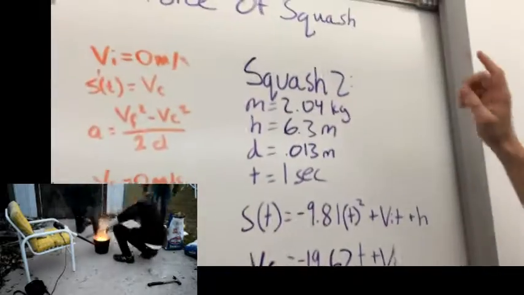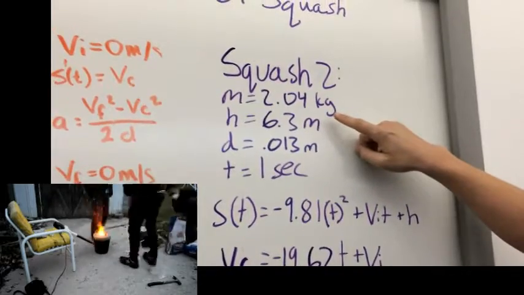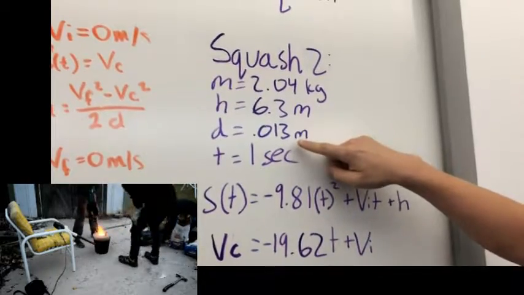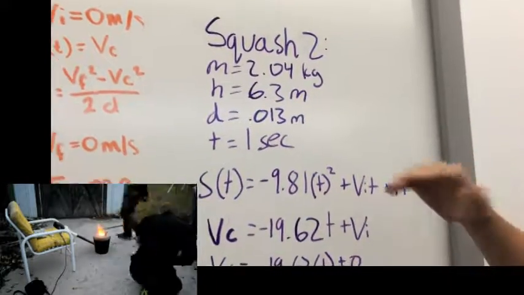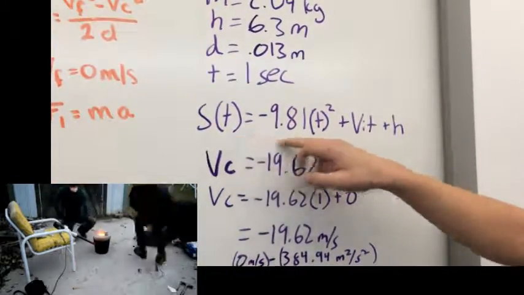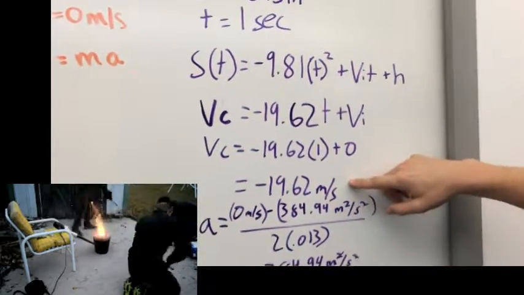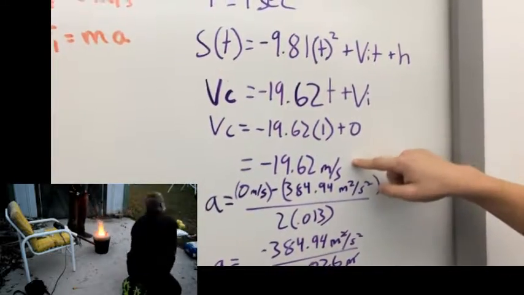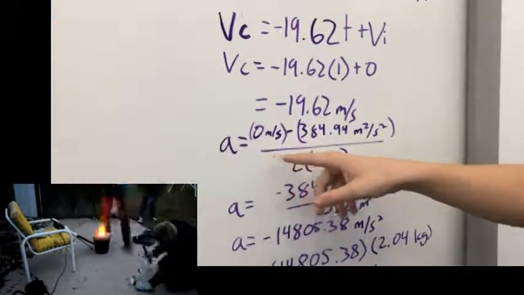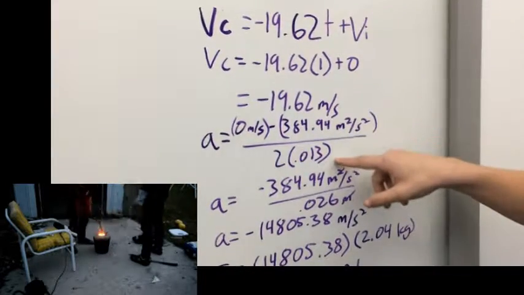Awesome. So now we have the second squash. The second squash was the one that we filled with aluminum. So it had a mass of 2.04 kilograms, and the height and the time were the same, but the impact distance, which is the distance it caved in, was 0.013 meters. So, like the first squash, we have the position formula. We did the derivative to get the critical velocity, which is negative 19.62 meters per second. And so then we plug that into the deceleration, where the top is the same, but the bottom is different because the impact distance is different.